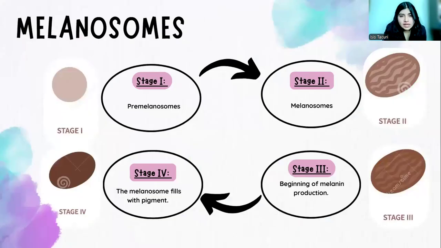There are 4 stages in the development of melanosomes. Stage 1, premelanosomes are small round vesicles with amorphous matrix. Stage 2, melanosomes have a fibrillary matrix and tyrosinase is present, but pigment synthesis has not been initiated. Stage 3, beginning of melanin production, the pigment is deposited on fibrillar proteins, and finally, stage 4, the melanosomes are filled with pigment.